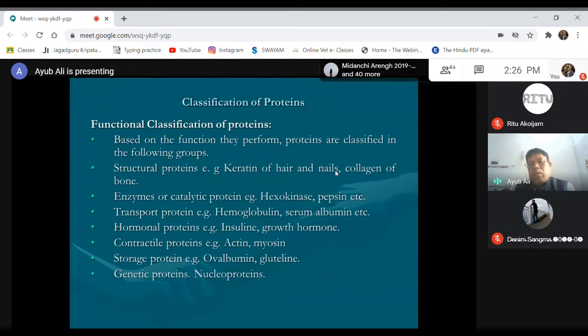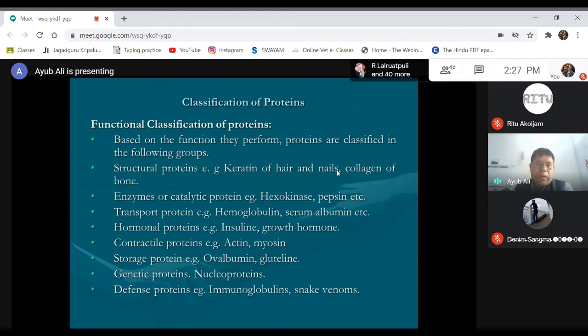Then genetic proteins. So you have heard about the nucleoproteins, which are found in association with the DNAs. So those are called the genetic proteins. Defense proteins like hemoglobin, say IgG, IgM, IgA, and all that. All the immunoglobulins that are involved in the defense mechanism are classified as the defense proteins.